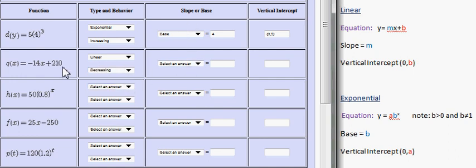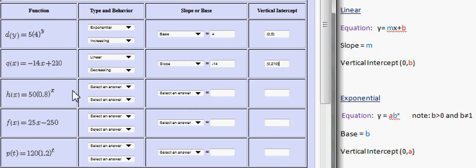Over here, since it was a linear equation, we need to tell what the slope is. The slope is always the number in front of the x variable, or whatever the input variable is. In this case, it's x. The coefficient on x is negative 14, so type in negative 14. The vertical intercept is what you get out when you plug in 0. It's always the b in the linear case, but it wouldn't be that difficult to plug in x equals 0. Negative 14 times 0 would be 0. You'd add 210 to get 210. So 0, comma, 210 is the vertical intercept.